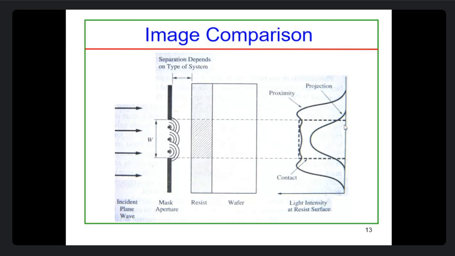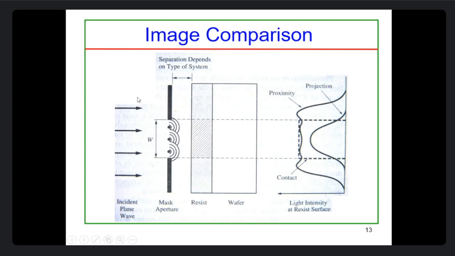that in the same figure you make a relative comparison between the image or the intensity of light of the image for these three kinds of exposure systems. Okay. So this figure is, I think, sufficient.